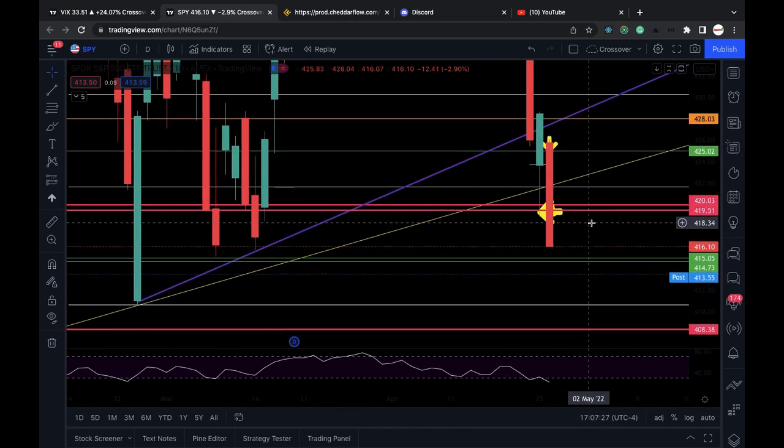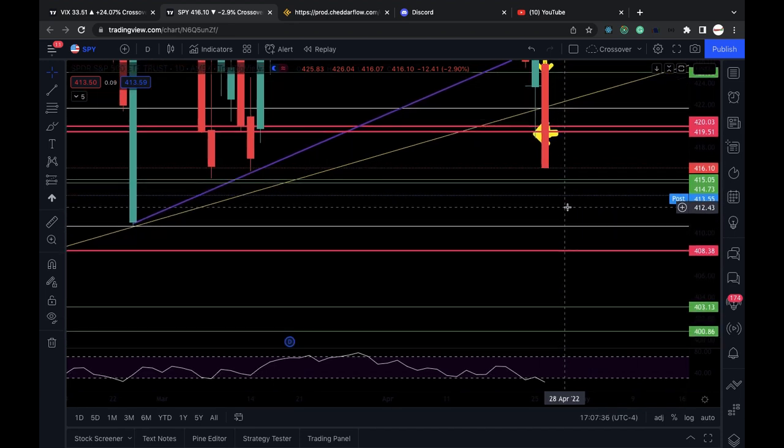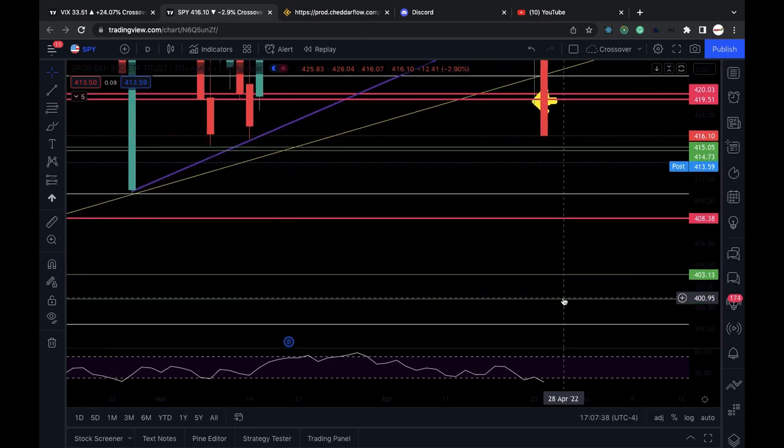Okay, one more time, below 415 is 408.5, and then we go down to the gap fill. If that level fails, we go down to the gap fill around the 403 to 400 range. Okay, that's the gap fill from April of last year.